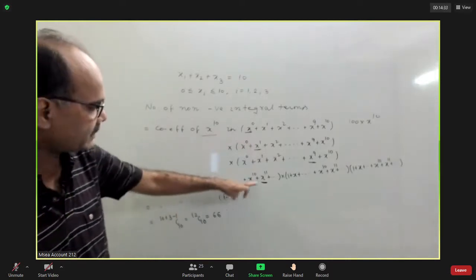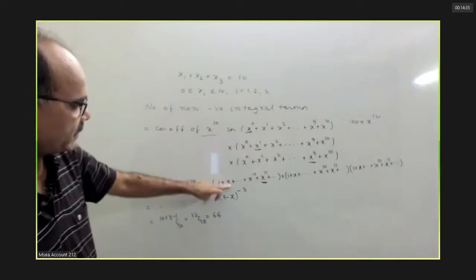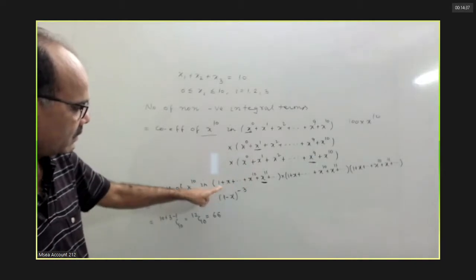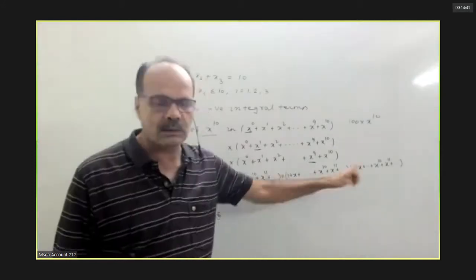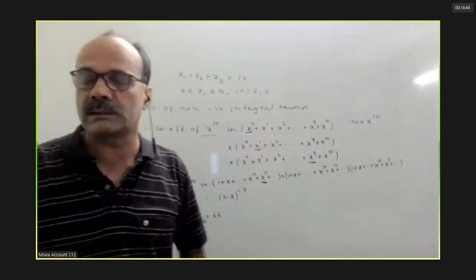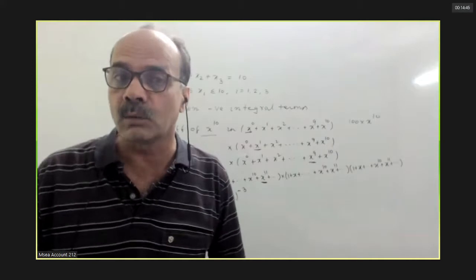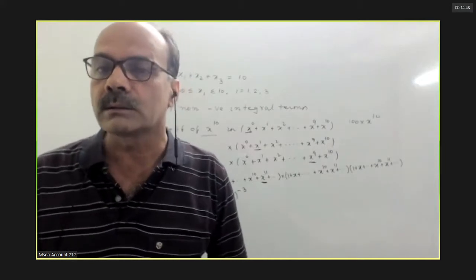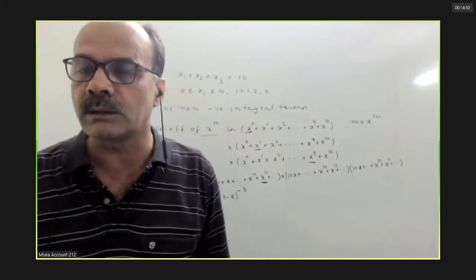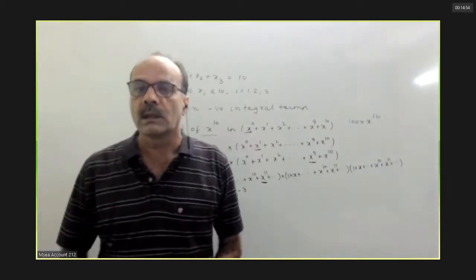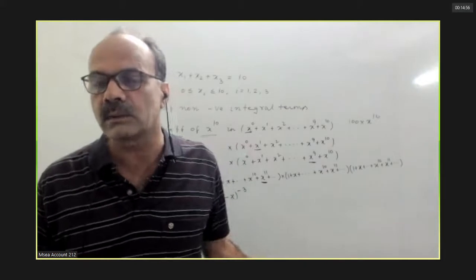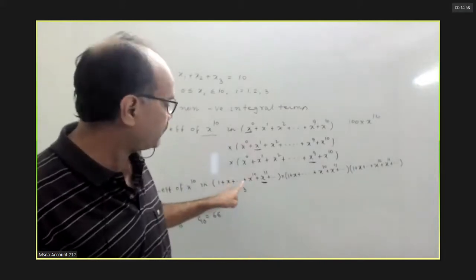now this is an infinite GP. What is the sum of this infinite GP? A by 1 minus r, so 1 by 1 minus x into 1 by 1 minus x into 1 by 1 minus x. Now that sum exists only when mod x is less than 1. The sum of an infinite GP exists only if mod x is less than 1. And here we can take mod x less than 1 because we don't bother about the value of x.